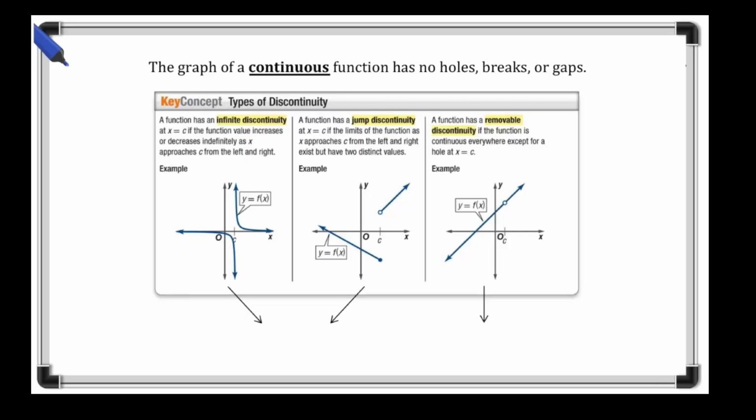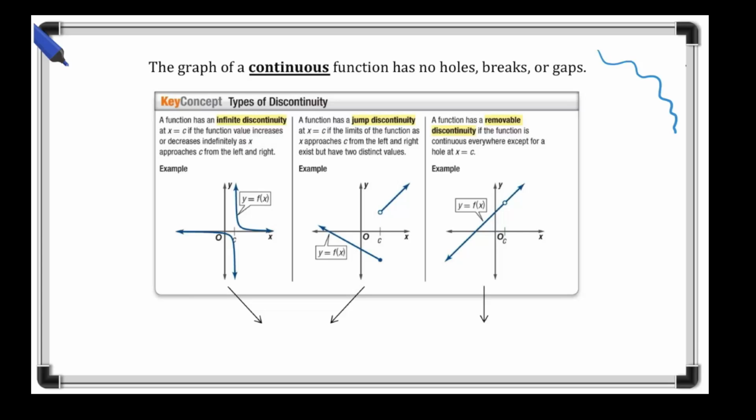The graph of a continuous function has no holes, breaks, or gaps, so you can really imagine this as you being able to trace the graph of a continuous function without ever lifting your pencil or your stylus. So it would look something like this.